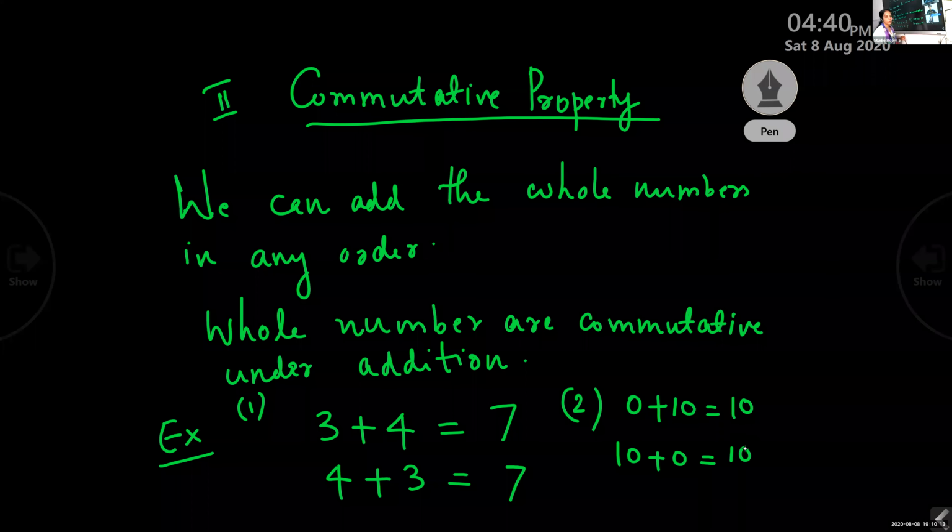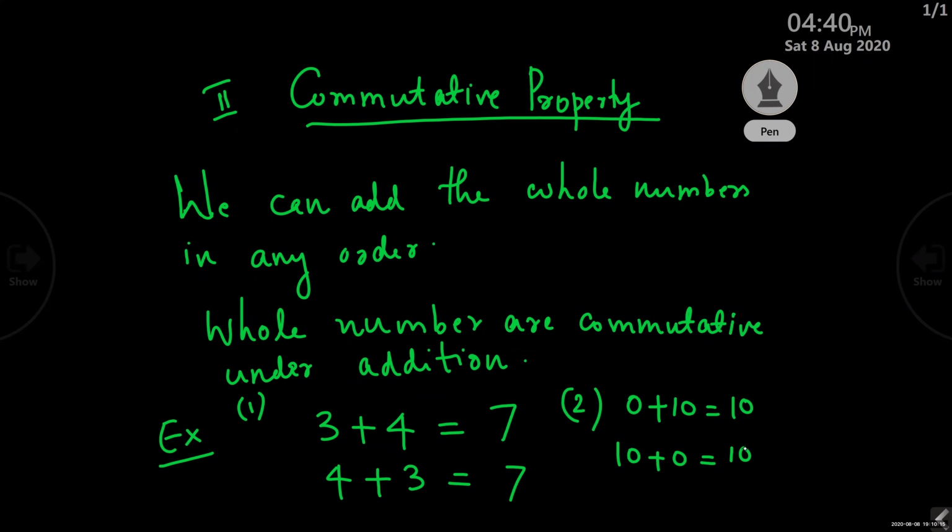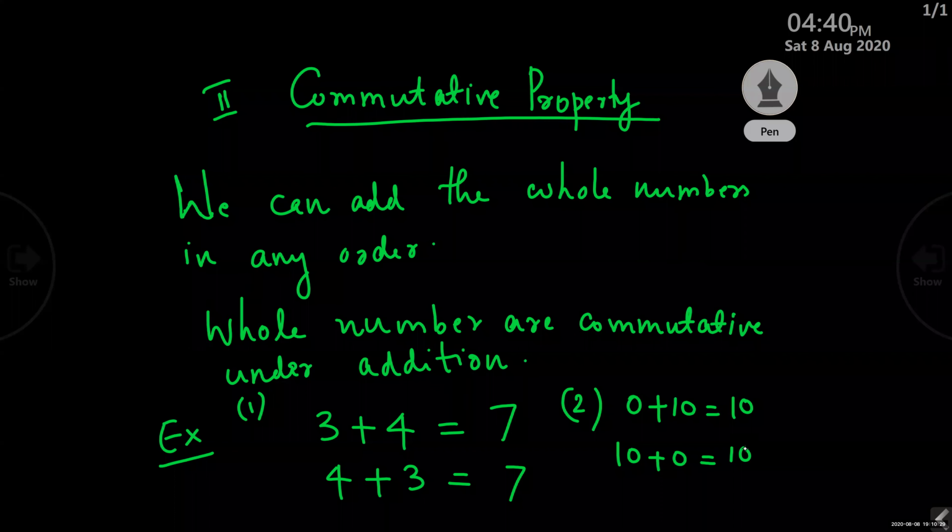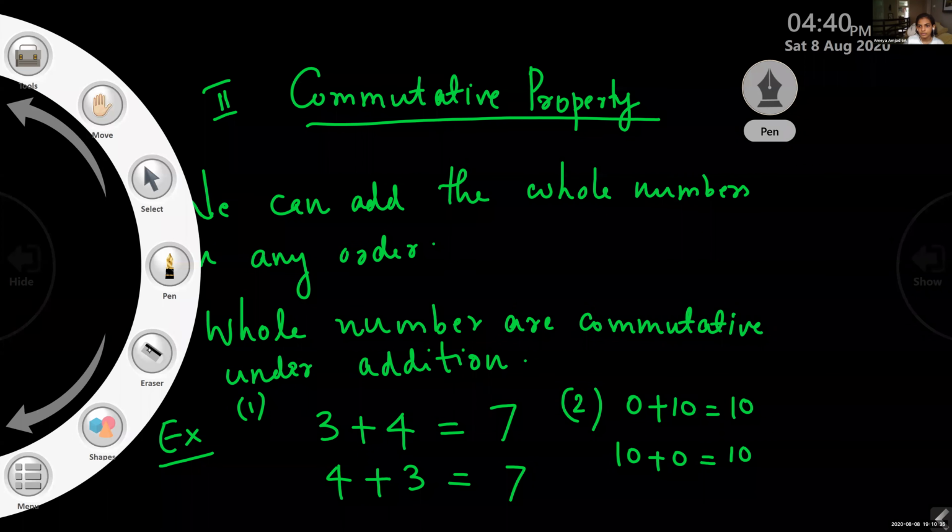When you add two numbers, you will get one number, right? Look at the example. 3 plus 4 equal to 7. And when we change the order, the answer will be the same. So we'll move to the next one. Commutative property itself, but it is for multiplication.